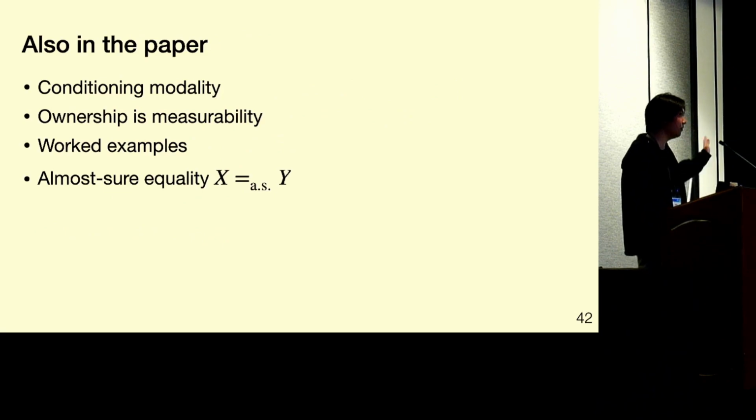Also in the paper, you'll find the semantics of the conditioning modality, where we import some interesting theorems from probability theory. You'll find this insight, which I didn't really get to talk about, which is that there's a fun little correspondence between the notion of ownership from traditional separation logic and the idea of measurability of a function from measure theory. You'll find lots of detailed worked examples, and you'll also find another thing I didn't get to talk about, which is the ability to say that two random variables are equivalent. And if you're a separation logic person, this proposition is duplicable, but it talks about resources in a certain way, so that might be interesting to you.